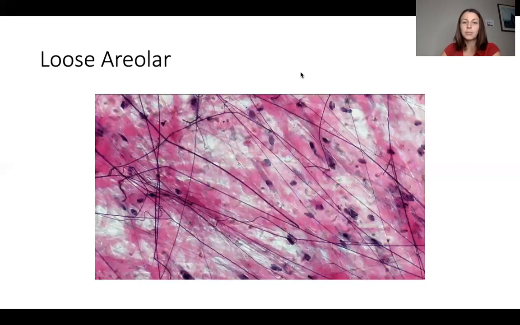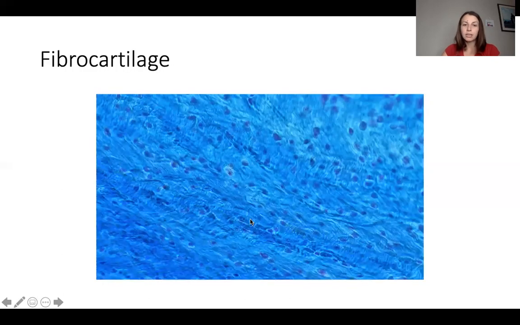Loose areolar is beautiful. It has a lot of ground substance, so that would be the fluid in which these fibers and cells are located, the ground substance. So that's why it has this airy kind of look to it. Here we see the cells, and then it has elastic tissue running through it. Loose areolar.